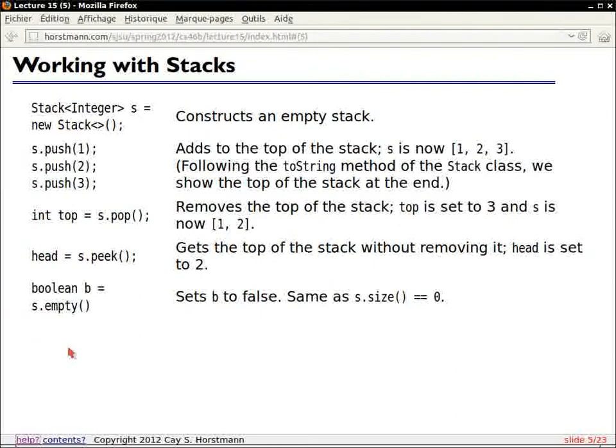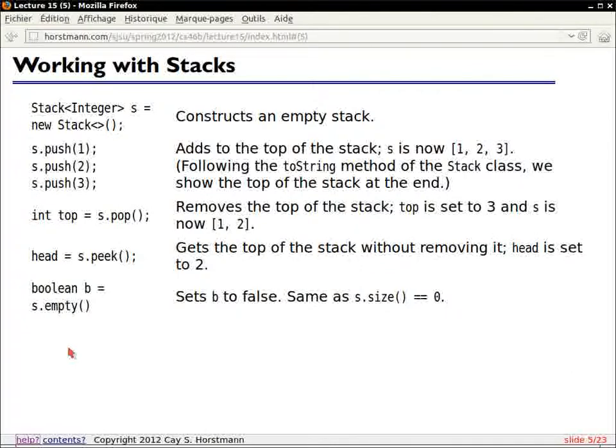And it's trivial to work with them. I don't even want to go through the slide. The adding operation is called push for historical reasons, and the removing operation is called pop, but those are just names. There's a way of peeking at the top of the stack without removing. That's not really an elementary operation. You could always simulate peeking by first popping and then pushing it back on. But hey, there it is anyway. There's a way of finding out whether the stack is empty or not, which you'll need in an actual algorithm.